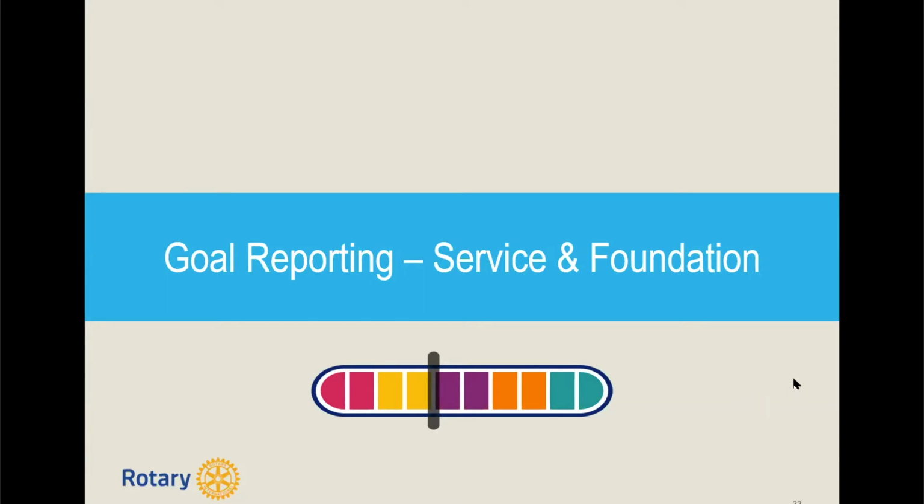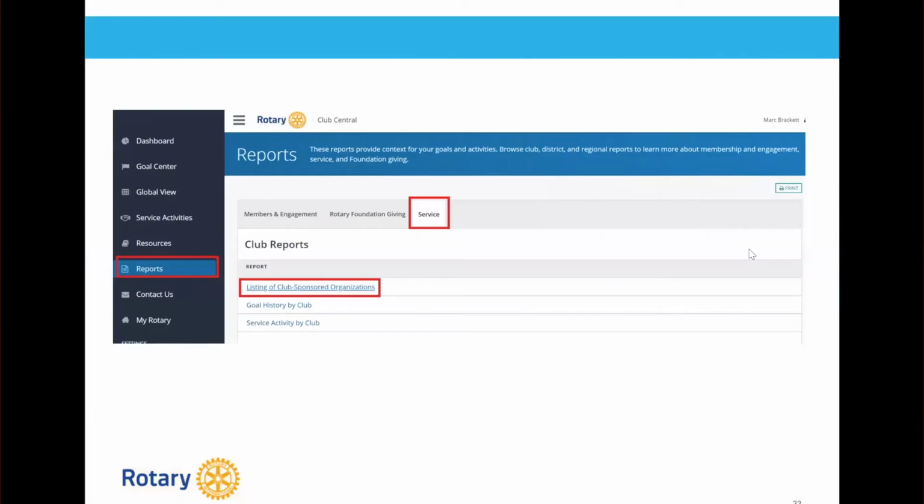Moving into service, the next goal would be to sponsor or co-sponsor a Rotaract Club or an Interact Club. And again, through Rotary Club Central is where I'll find a report. Now, most of the time you'll know if you have an Interact Club or a Rotaract Club, but I encourage you to go and pull this report to make sure that you are listed there.